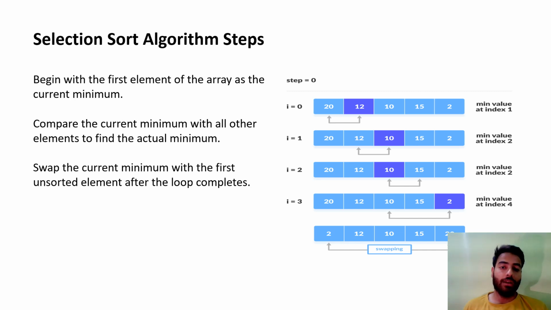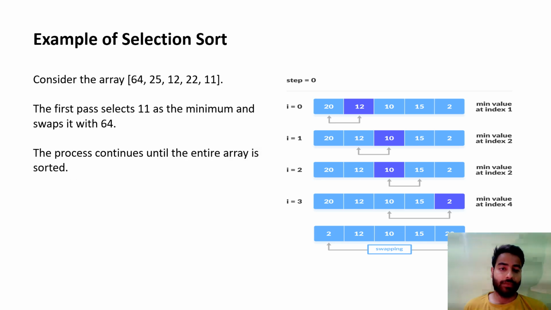Selection sort algorithm steps begin with the first element of the array as the current minimum. Compare the current minimum with all other elements to find the actual minimum. Swap the current minimum with the first unsorted element after the loop completes.